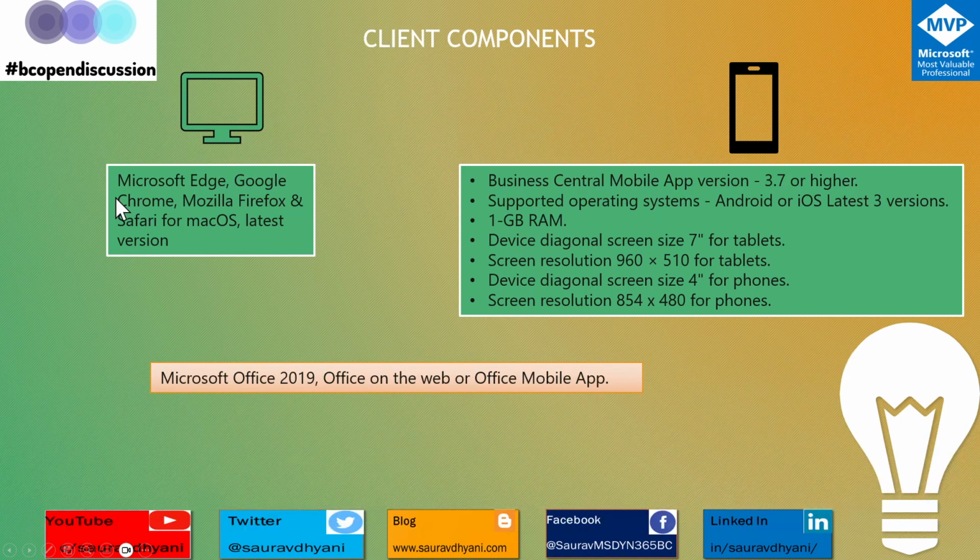But if you are using the mobile app from Business Central, then you'll need an app version of 3.7 or higher, an operating system which is supported for Android or iOS, which is the latest three versions, 1 GB of memory on your phone or tablet client, and then these are the screen resolutions to render the pages correctly on those devices. If you'll be dealing with file management and Office applications, then you will also need Office on web or Office on mobile or Microsoft Office 2019 to be installed.